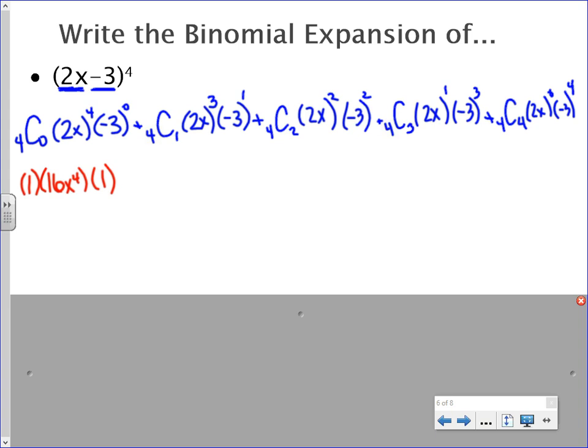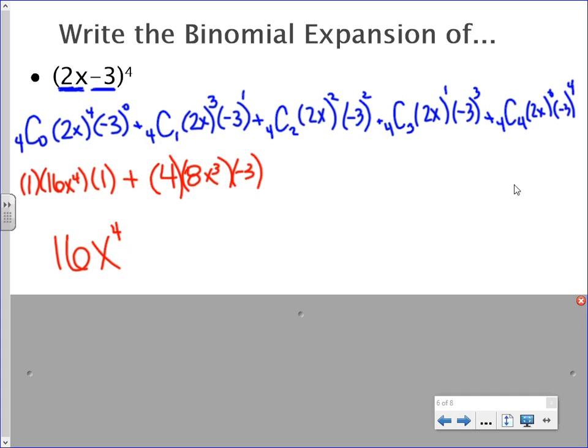Some of you may choose to do this all at once and just go straight to, okay, my first term is 16x to the 4th. But I'm going to write it out step by step so you can see where each number is coming from, okay? Our next term, what is 4 combinations of 1? Four. 2x cubed. Then we have negative 3 to the first, which is negative 3.